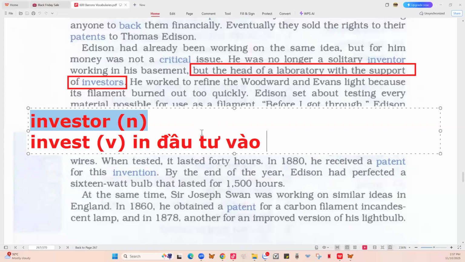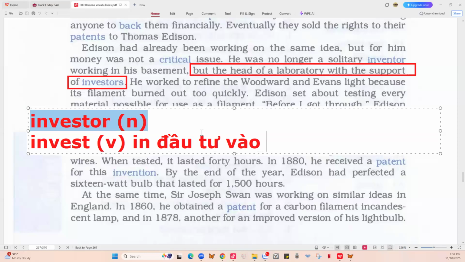Okay. The meaning of investor is a person or organization that participates in a business or project. And what do they do to prove that they are the investors of the project? They are not just participants of the project. Sometimes they put money into a business or project. Yes, sometimes they put money in the business.